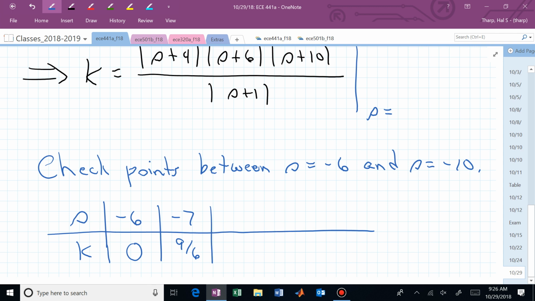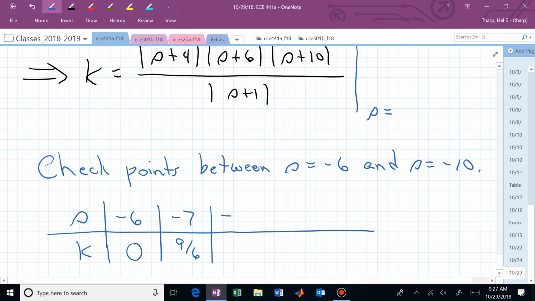And k, remember what that is? That's the knob that we're adjusting from 0 to infinity. As we turn it and get it bigger, that moves the closed loop poles around in the s-plane, and their movement is restricted to being on the root locus diagram. Now we've seen that at -7 we have k equal to 9/6.